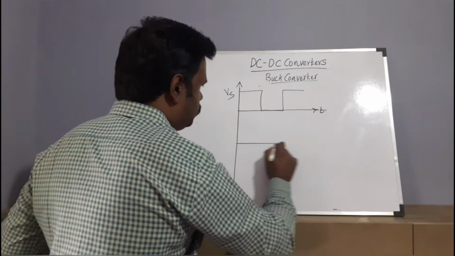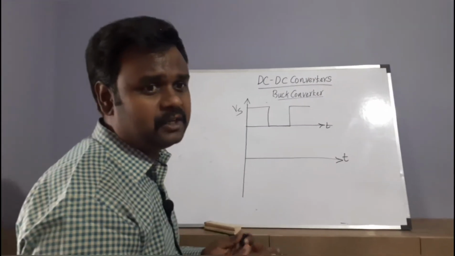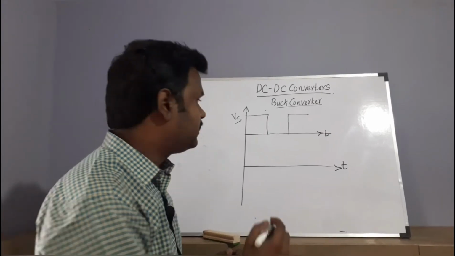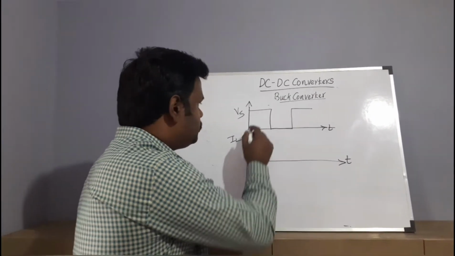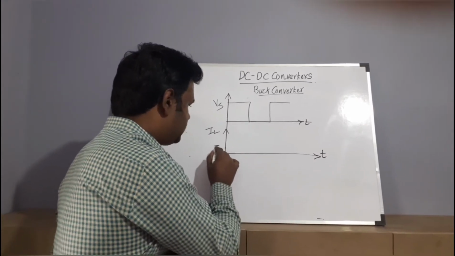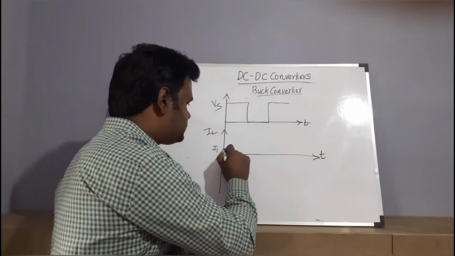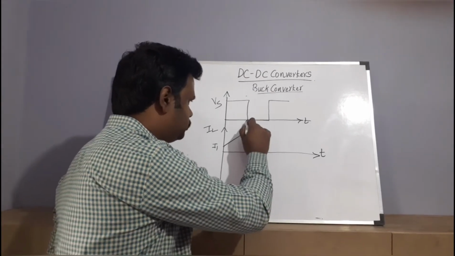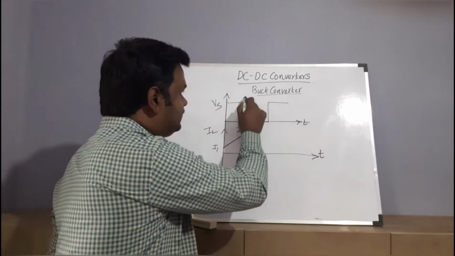So what about our inductor current? What happens to the inductor current during turn on and turn off? Let me explain. This is IL, the inductor current. During the turn on condition, what happens? Initial portion, let it be here. The current rises, that means the current increases in the inductance. It starts from I1 and it reaches I2. This is during T on condition.